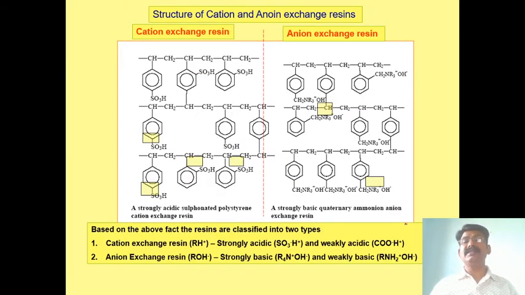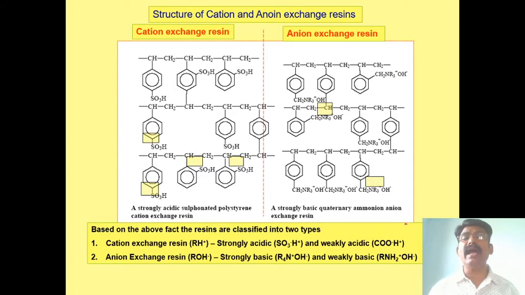So otherwise, this is the cation resin and anion resin. The cation resin is an acidic function. The acidic resin is also called the cation exchange resin. And the basic functional group containing resin is the anion exchange resin. The two types of resin are the cation exchange resin and the anion exchange resin. The cation exchange resin has an acidic functional group and the anion exchange resin has a basic functional group.